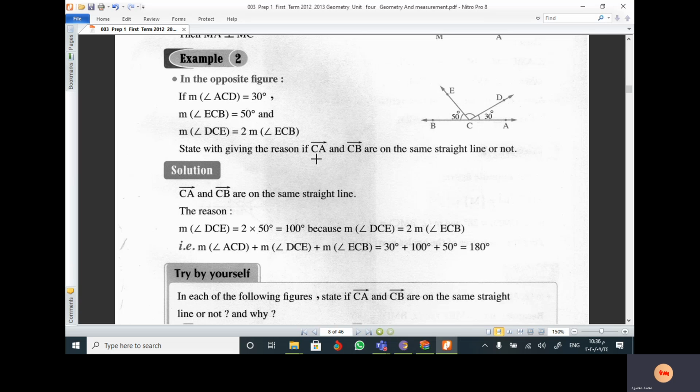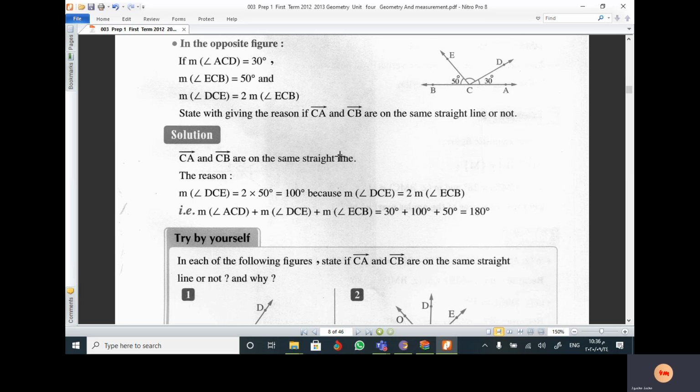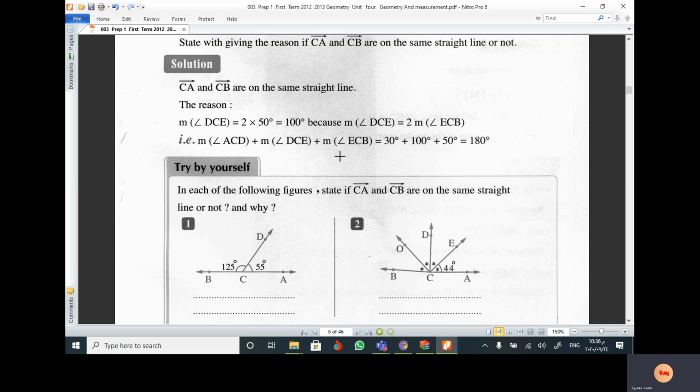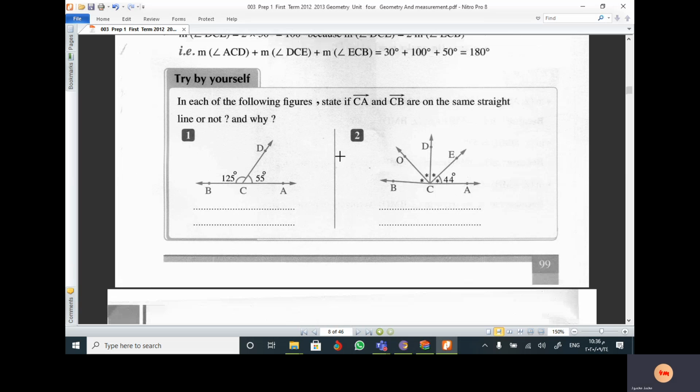Now you prove that CA and CB are on the same straight line. Try by yourself. First state if CA and CB are on the same straight line or not, and why. At first, here you will write measure of angle ACD plus measure of angle DCB equals 55 plus 125, you will get 180. So CA and CB are on the same straight line.